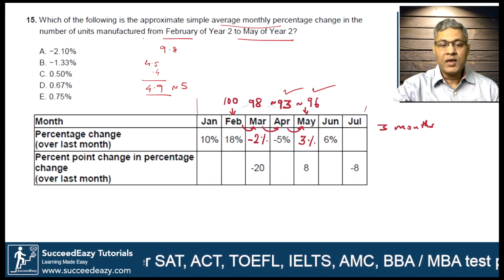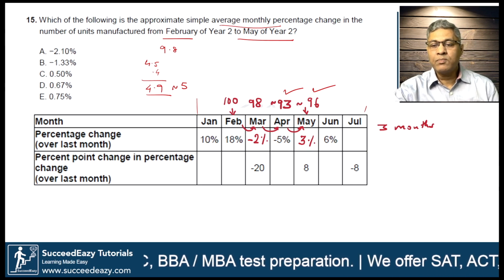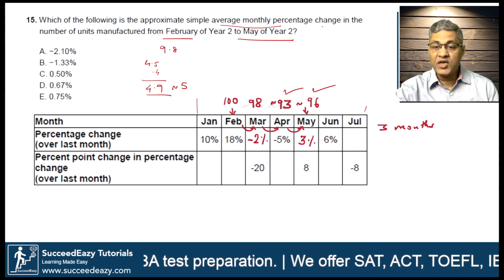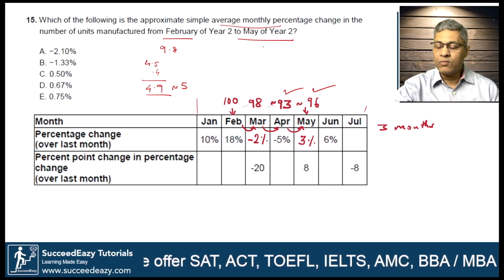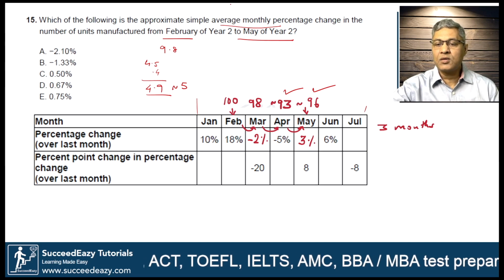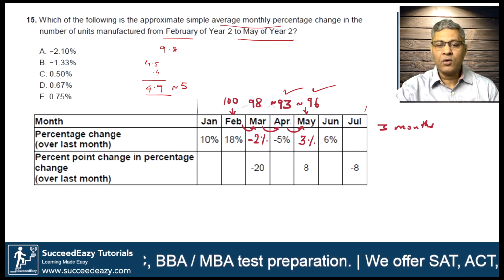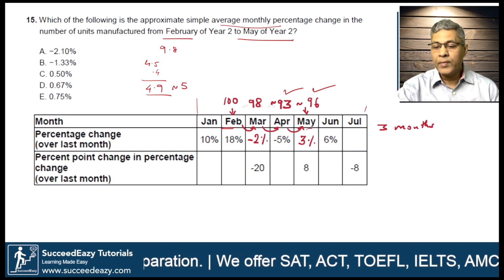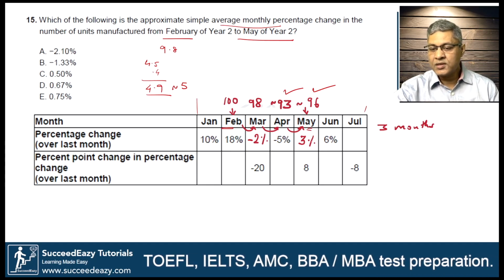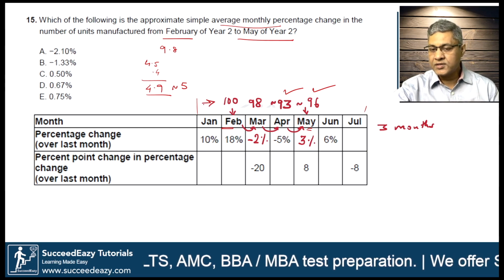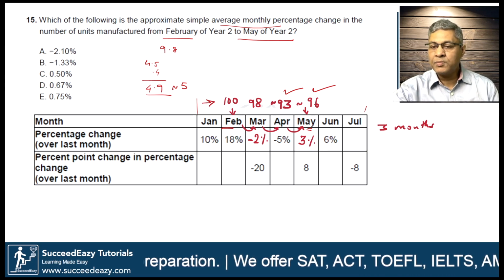Now look, they're asking us to find the number of units. What is the simple average monthly percentage change in the number of units manufactured from February to May? What is the change, average monthly percentage change? So we have to find what is the change from February to May. Here, instead of percentages, now we have the number of units, right? And we are required to find the average monthly percentage change.